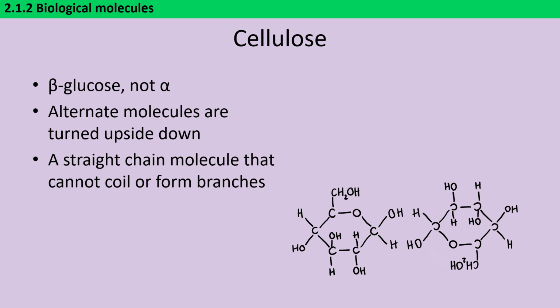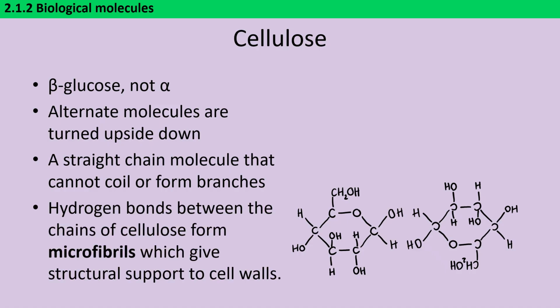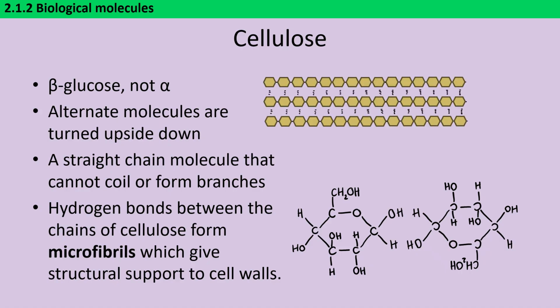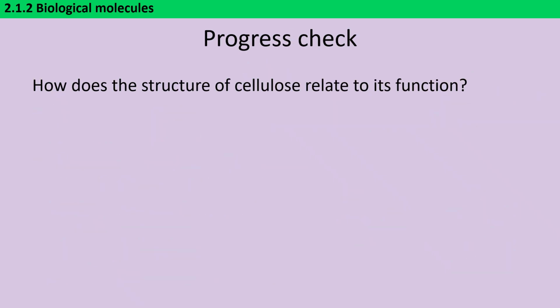So cellulose forms a very straight chain molecule. It doesn't coil like amylose, and it doesn't form branches like amylopectin or glycogen. But what this means is that there can be hydrogen bonds between the chains of cellulose, and these form microfibrils. And these are really, really important because they give structural support to cell walls. So you can see here we've got the hydrogen bonds between the layers, and this whole structure together is called a microfibril. So pause the video and explain, how does the structure of cellulose relate to its function?